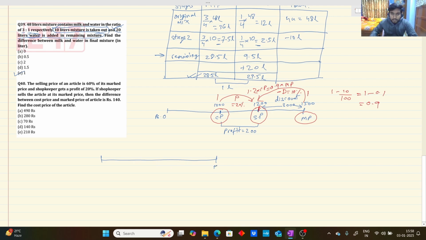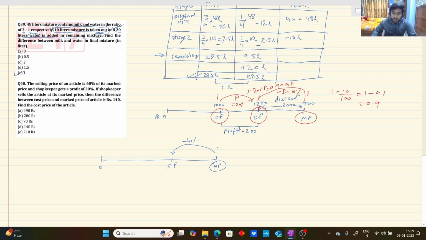So if this is my marked price, this is my zero value on the number line of the cost, 60% of marked price, this is my selling price. That means how much discount has been given? Of 40%, minus 40% with respect to marked price. Focus on this part. With respect to marked price, you have given 40%.